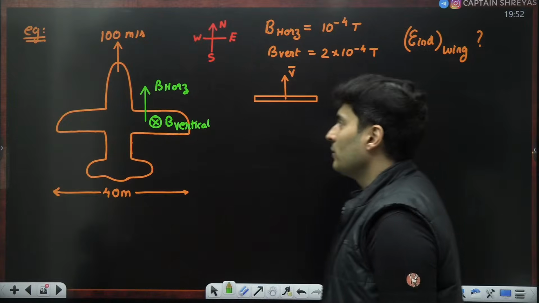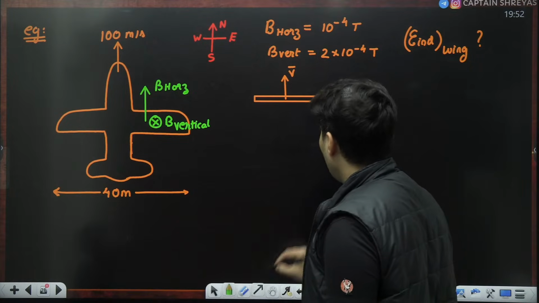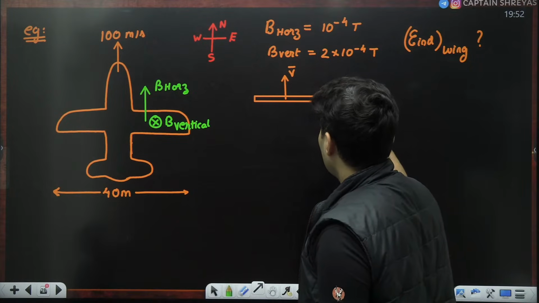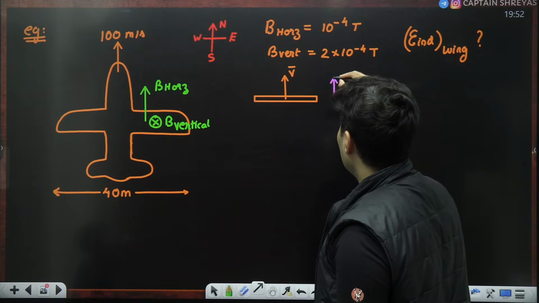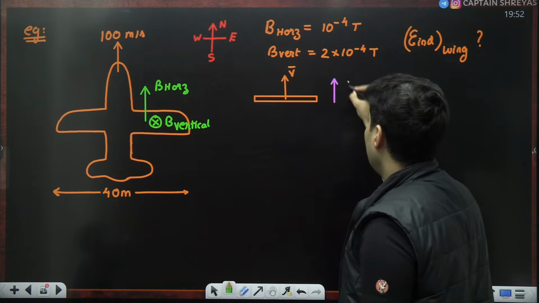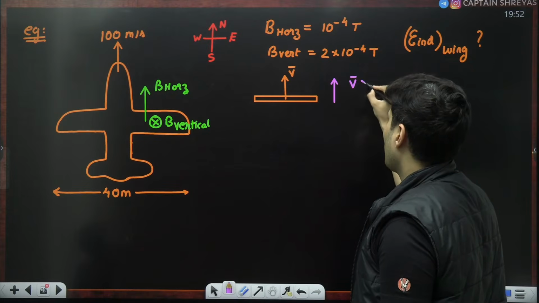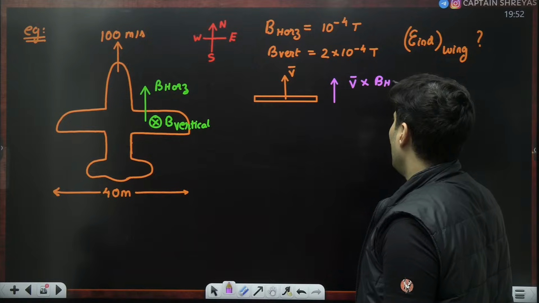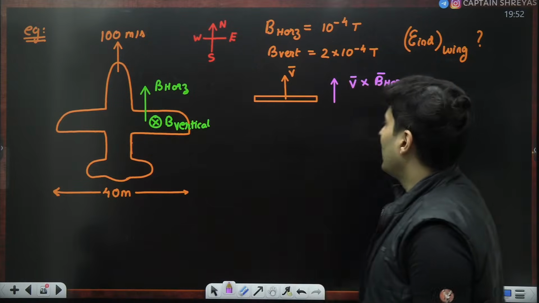Think about it carefully. Let's take one by one. Horizontal. If you talk about the horizontal component, I have a feeling when you do V cross the horizontal component, both of them are parallel to each other.